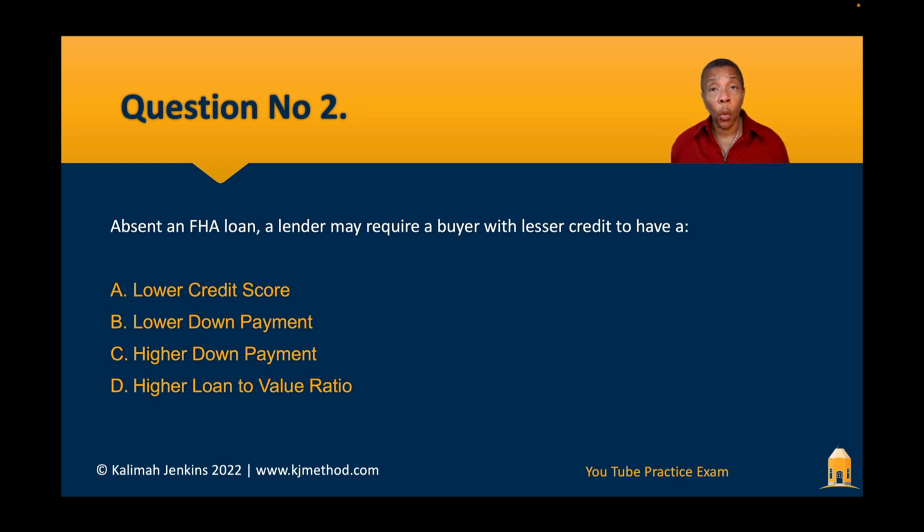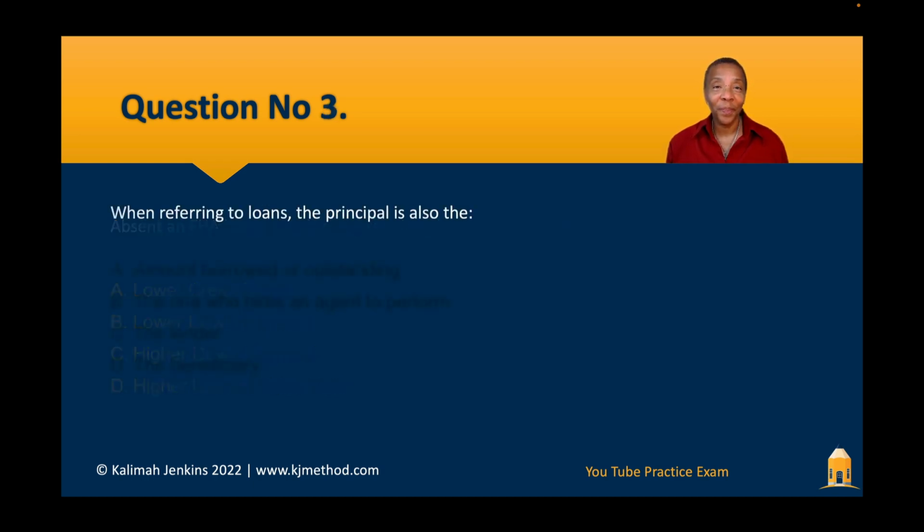Don't forget, the lower your down payment, the more the bank has to give you, the higher the LTV, right? And so they're going to require that you have more skin in the game, right? A higher down payment. And then D, higher loan to value ratio. No, that's the same thing as saying a lower down payment. And so no, they would require you to have more money into it so you have more to lose.